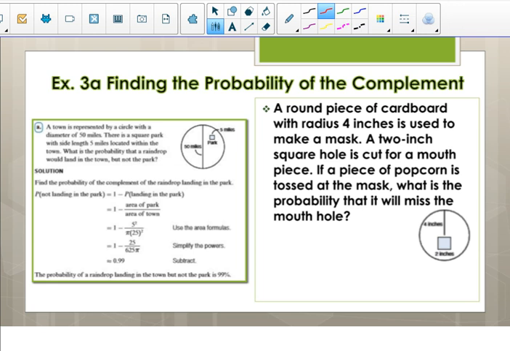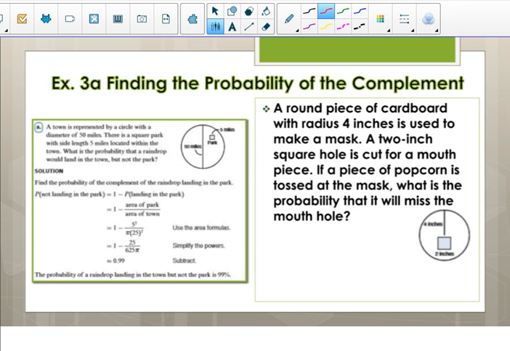So now to set this one up, if you refer back to the left-hand side here, you can see an example done for you. This one has a circle and then they have a square in there. So they have the area of the park divided by the area of the town. So just like we did before, but then you have to subtract from the whole thing. So it'd really be 1 minus your answer, because the probability of not landing in the park versus landing in the park is 1 minus the probability of landing in the park. So that's where your 1 comes from.